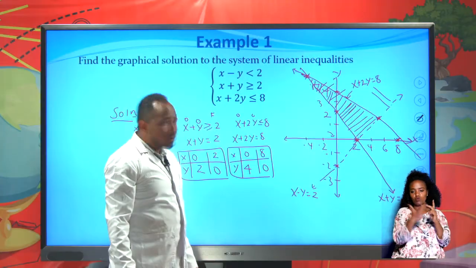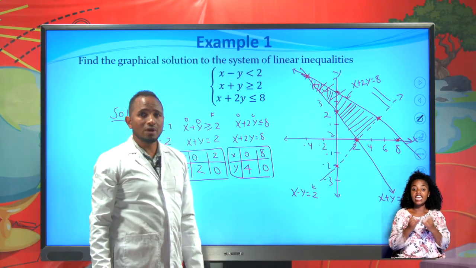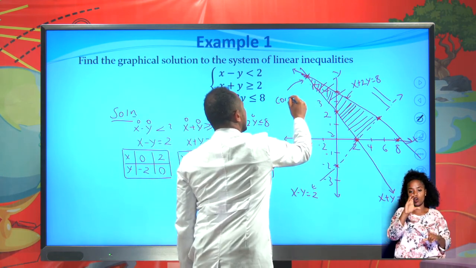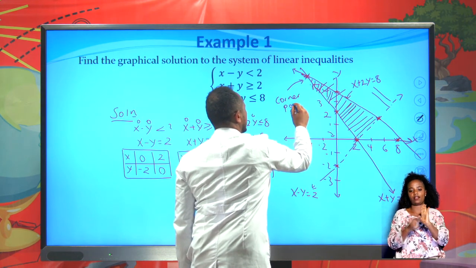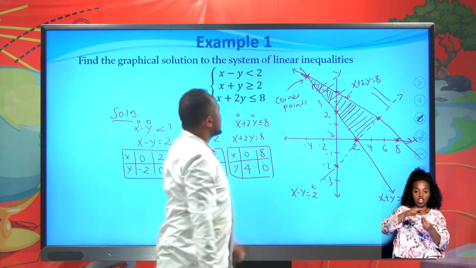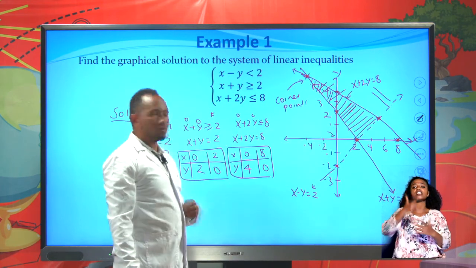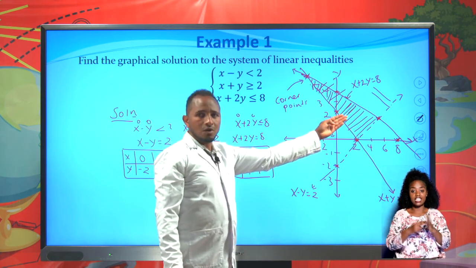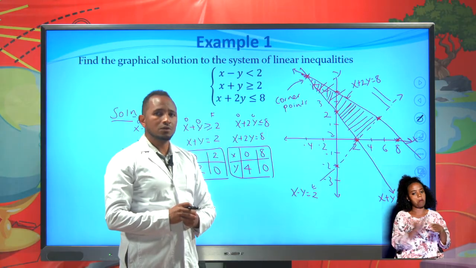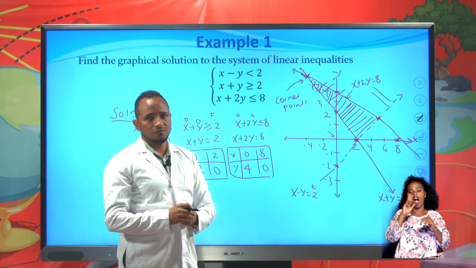We call the intersections of the boundary lines corner points. Any point in this region satisfies all the three inequalities. So this is the feasible region of this system of inequalities. By the way, if a solution region is enclosed by a polygonal region, we call the solution bounded. Otherwise, if it's not enclosed, we call it an unbounded feasible solution.